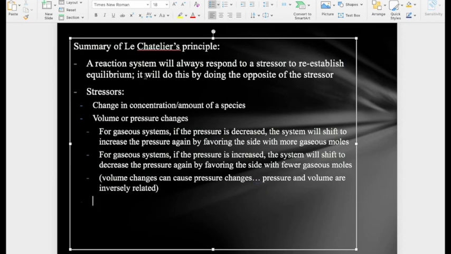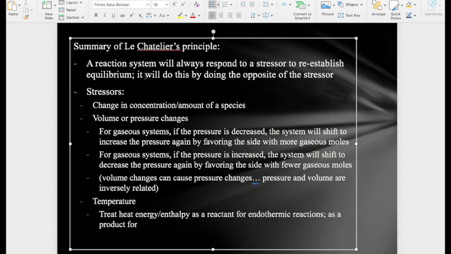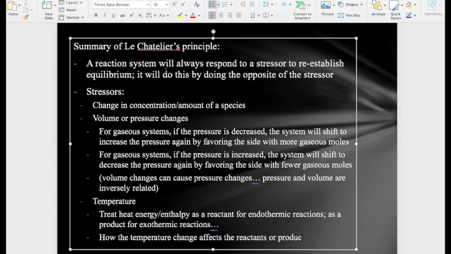And then finally, our last stressor is temperature. To do this, you're going to treat heat energy or enthalpy as a reactant for endothermic reactions, as a product for exothermic reactions. And then you're just going to figure out how the temperature change affects the reactants or products. I'm not going to type any more specific than that. That should make pretty good sense to you guys.